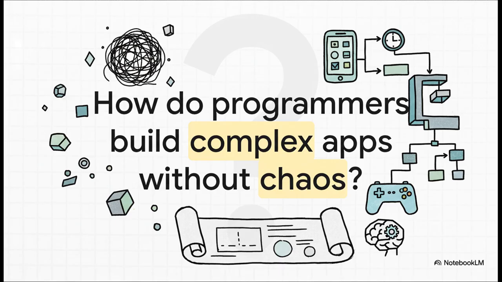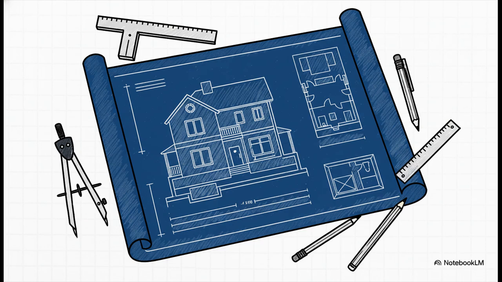Think about the apps you use every day. They have millions, sometimes billions of lines of code. How on earth do developers keep all of that organized? How do they stop it from becoming a complete, tangled disaster? It's a real puzzle, and it needed a seriously smart solution. And the answer? Well, it's actually something we see all the time.